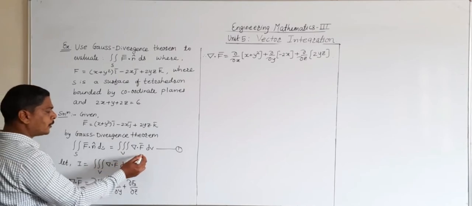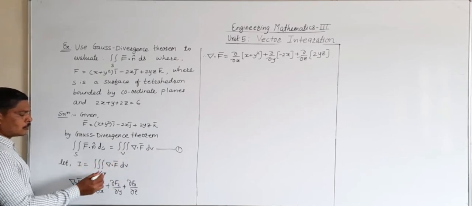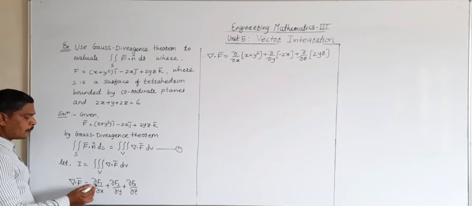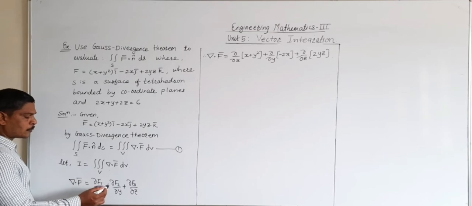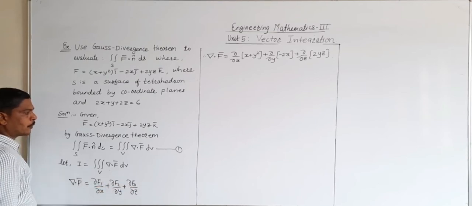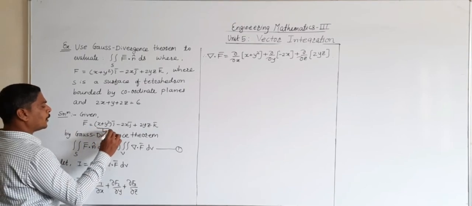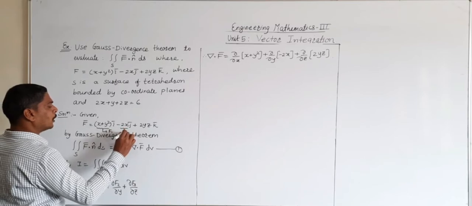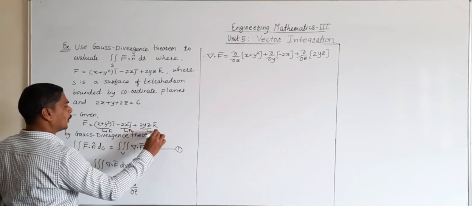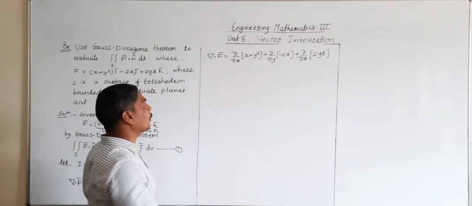So here I will find this volume integral. Let I be equal to this volume integral. In that integral we require del dot f bar. So del dot f bar means partial derivative of f1 with respect to x plus partial derivative of f2 with respect to y plus partial derivative of f3 with respect to z. In the given f bar, the function multiplied to i bar is f1, the function multiplied to j bar is f2 and the function multiplied to k bar is f3. So put the values of f1, f2, f3 in our del dot f bar.